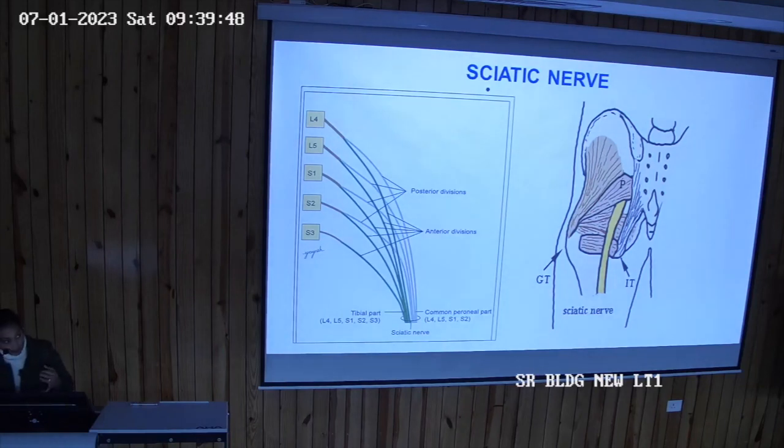So next is sciatic, longest, thickest nerve in the body, sciatic nerve. Anterior compartment of thigh is supplied by femoral nerve. Medial compartment is supplied by the obturator nerve. Posterior compartment, sciatic. Thickest nerve. This question was asked in PUC of the previous batch. Okay, sciatic nerve.